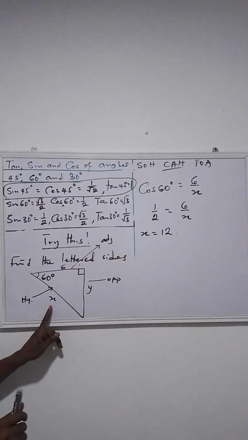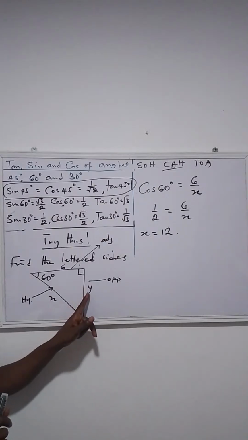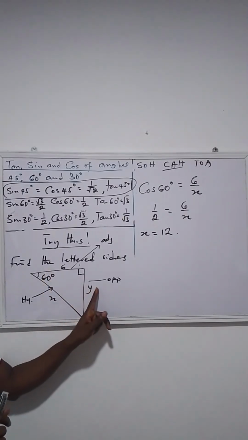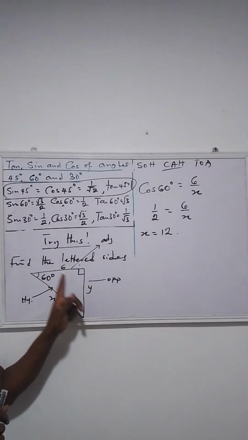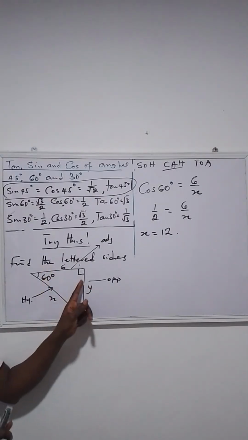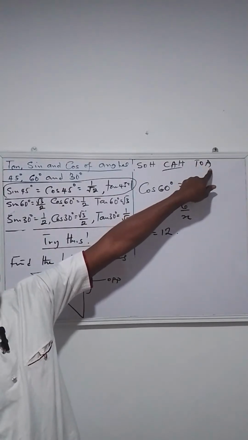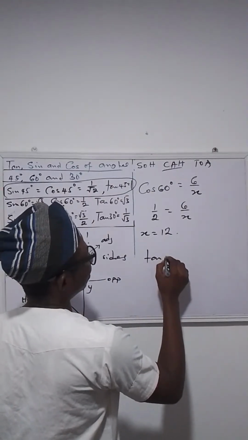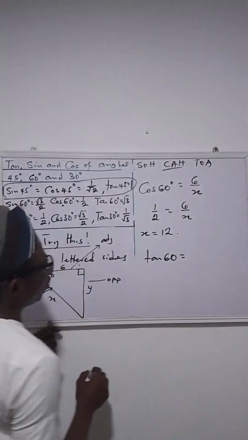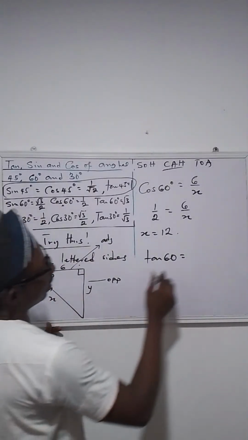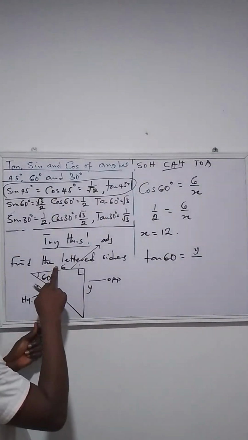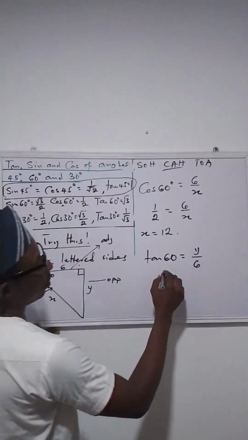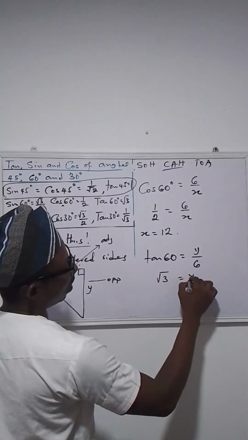Now let us look at the value of y. I'm connecting this side and this unknown side with a known side. So that is opposite and adjacent. Opposite and adjacent, so I'm using tan. So tan 60 equals opposite, which is y, over adjacent, that is 6. Don't forget that tan 60 is square root of 3, so square root of 3 equals y over 6.